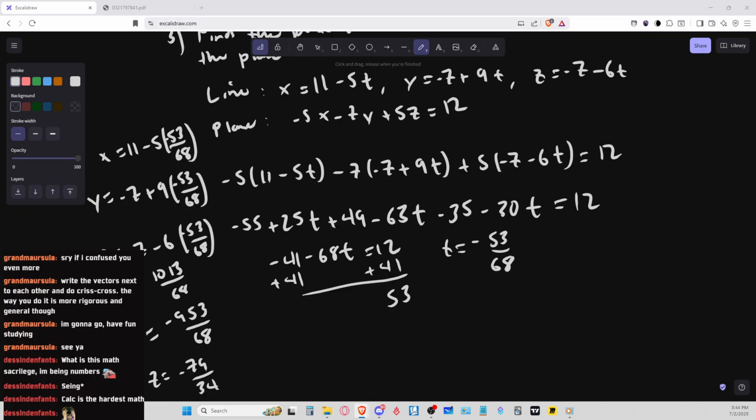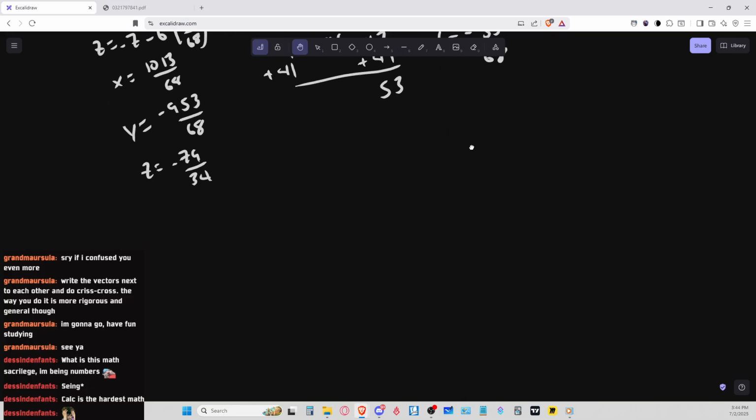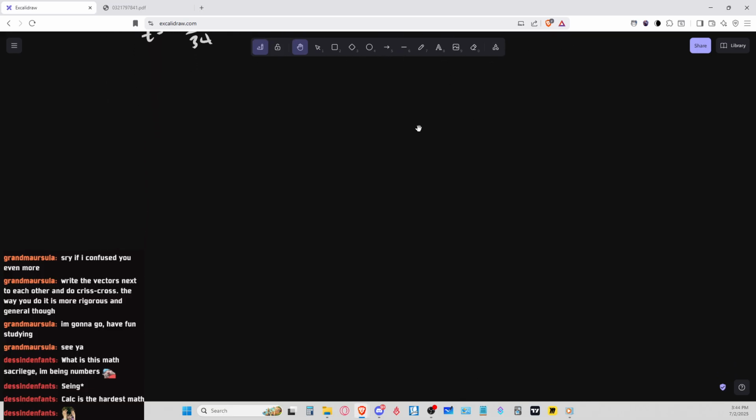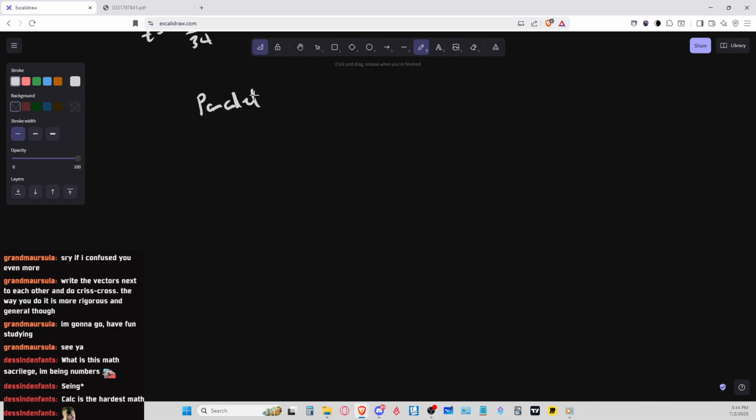Okay, now we can continue on for this one. Okay, so now we're dealing with parallel, perpendicular, and angle between the planes.